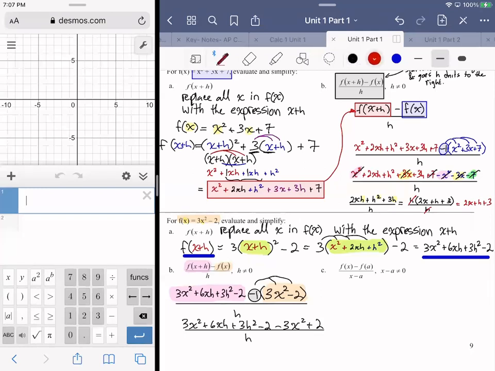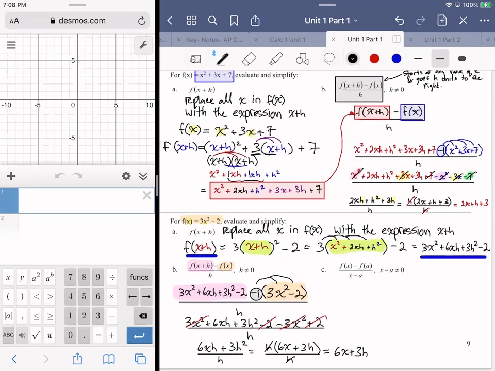Like terms, look for them and cancel them if possible. Possible, that would be the word of the day. So 6xh plus 3h squared over h. See, we have a common factor on the top of h, so we'll pull that out. The 6x plus 3h would remain after you factor it out. And then the h's cancel, leaving you with just the 6x plus 3h.